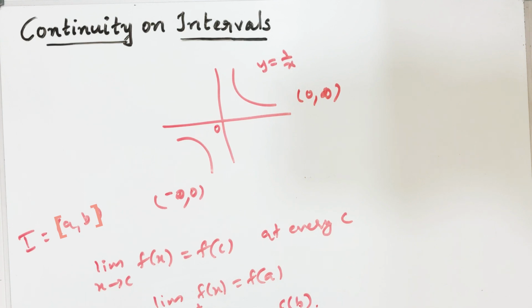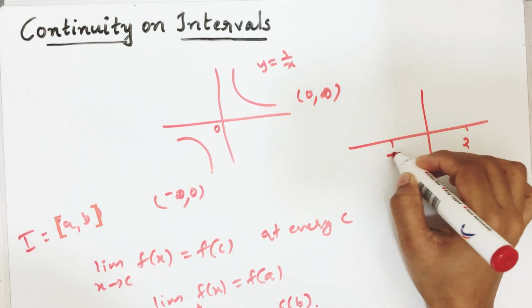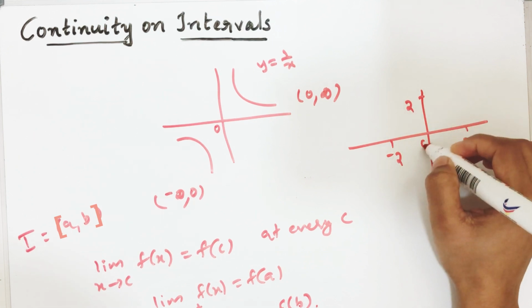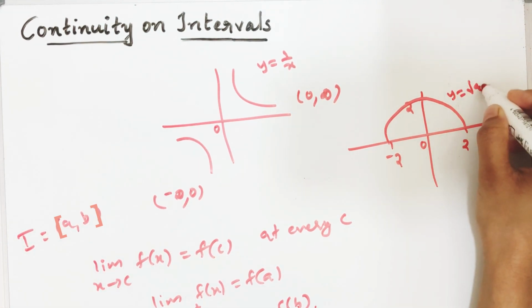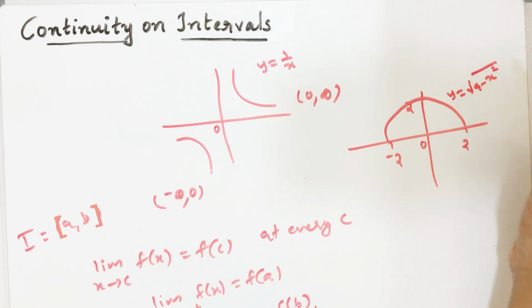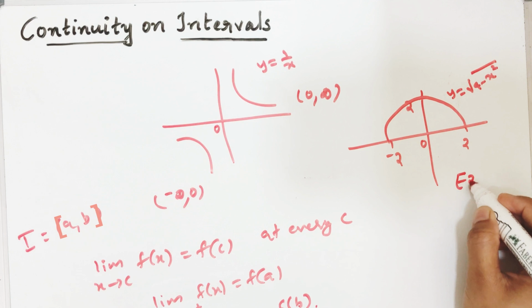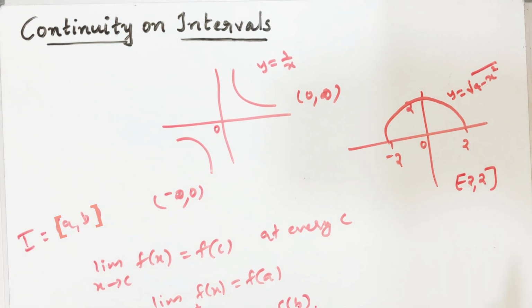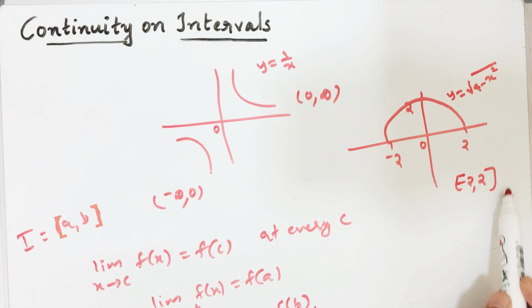We have discussed the graph of the semicircle, y equal to root of 4 minus x square. We have already seen this graph, with points minus 2, 2, 0. This function is continuous on the closed interval minus 2, 2. Here it is continuous at both the endpoints also, so on the closed interval minus 2, 2.